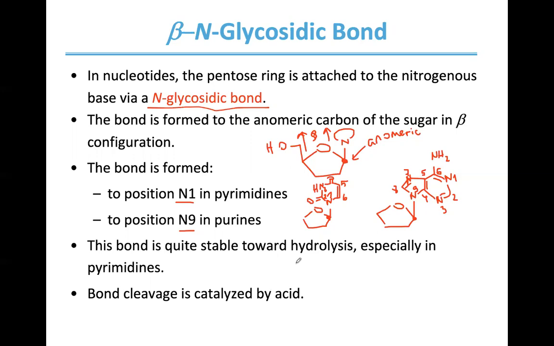Can we answer that question? So why is this so? And if we read the next bullet point, bond cleavage is catalyzed by acid. So why do you think the glycosidic bond is more stable when the base is a pyrimidine rather than a purine? Is it sterics or like size?